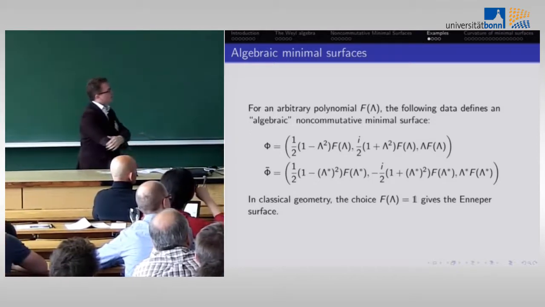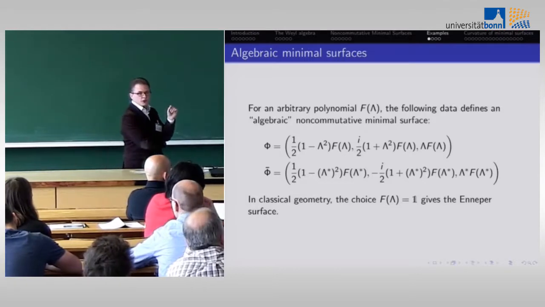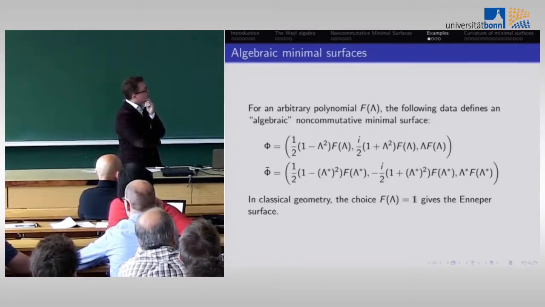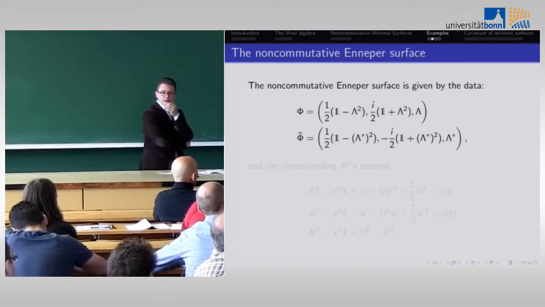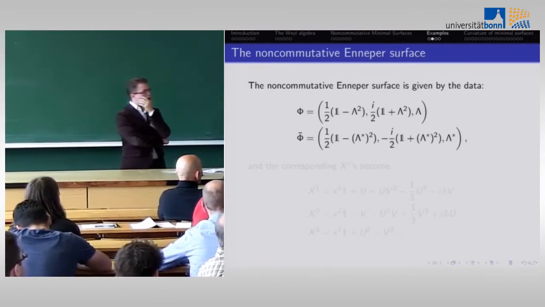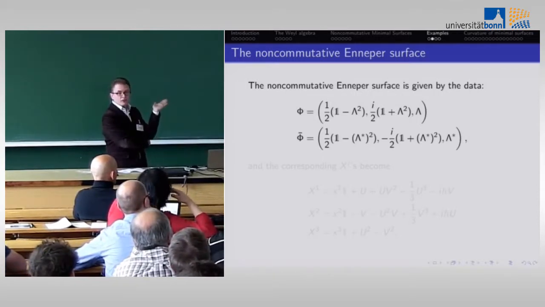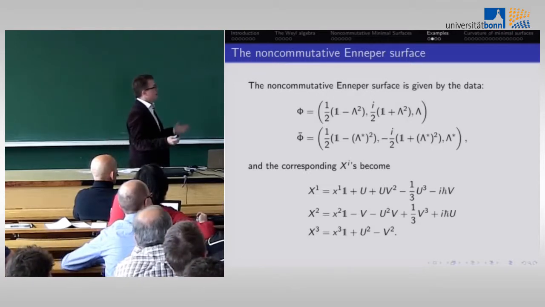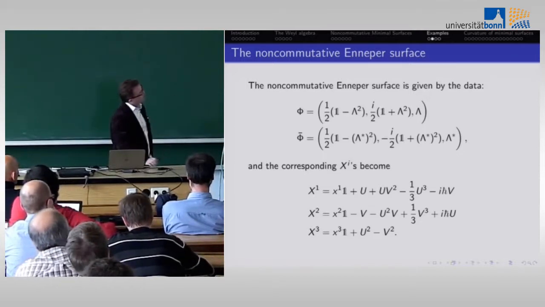In classical geometry, the choice of this polynomial b equal to 1, the most trivial one, is the Oedipus surface, which is usually called. Let us just write this down to see what we get. So this is the data giving the Oedipus surface, these two elements of the free module. And these we can integrate. I mean, all these algebraic surfaces we can actually integrate to find the x's. And if you want to write the x's in some normal ordering with u always to the left, it becomes this expression here.